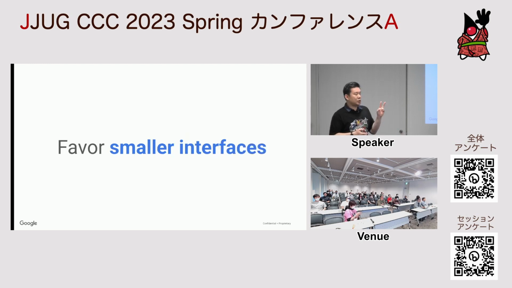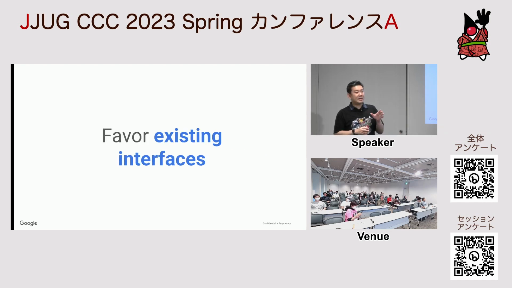Second, this one is the interface segregation principle. Favor smaller interfaces. Instead of having big interfaces with many methods, we're striving to have smaller interfaces, ideally with only one method.